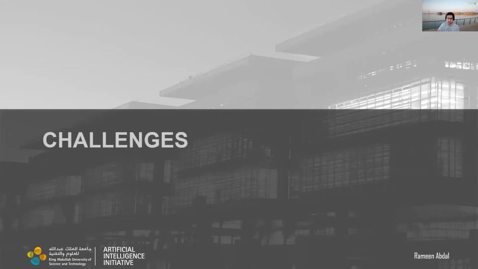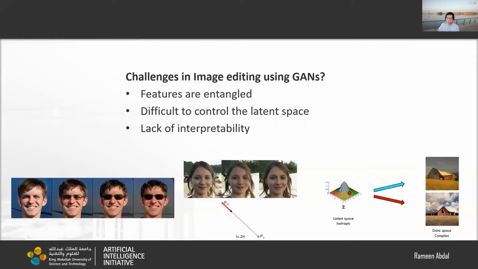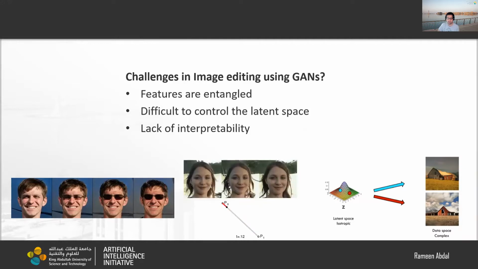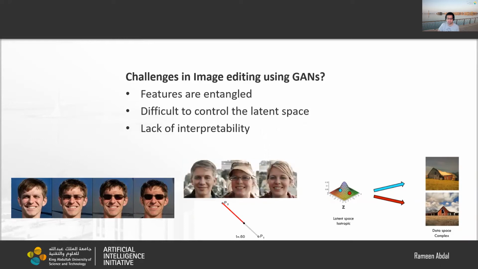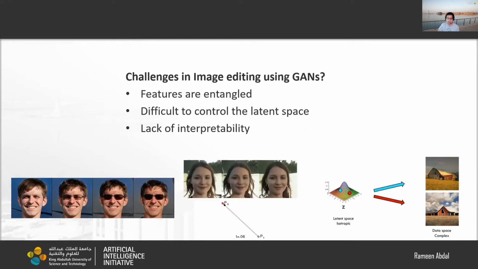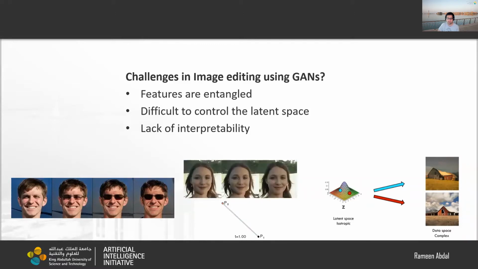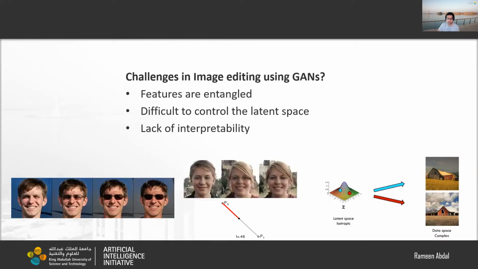The challenges. There are several challenges to fine-grained image editing using GANs. The main challenges posed by GANs are, first, the features are entangled. Like in the first example, if we try to insert eyeglasses on a person, the identity and the lighting also change, which is undesirable. Second, the latent space is complex and difficult to control. Hence, in the second example, the space is simplified to be linear, which is not always the case. Third, GANs, like any other deep network, lack interpretability, and it is difficult to predict the outcomes.